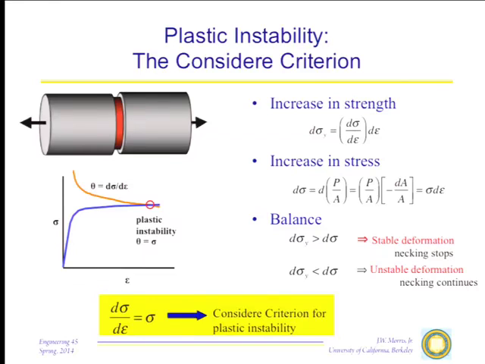The increase in stress, well, the stress is P over A. dP over A, P is constant, is a given, so dP over A is P over A minus dA over A, which is just sigma d epsilon, where epsilon is the true strain. So the increase in strength is d sigma d epsilon. The increase in stress is sigma d epsilon.